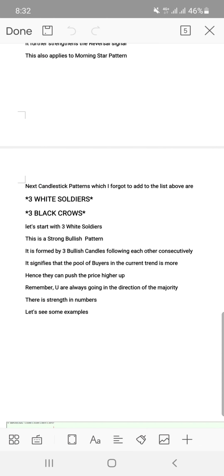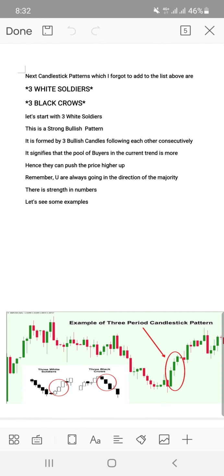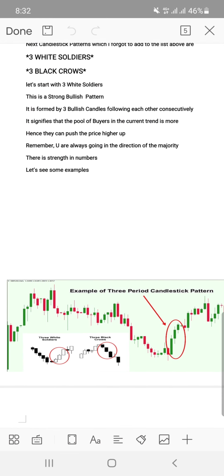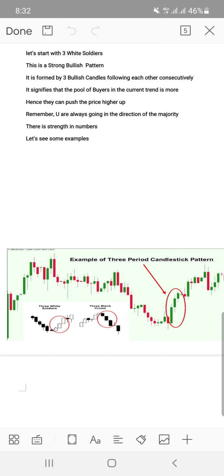The next candle pattern we're going to be considering is three white crows, three white soldiers, and three black soldiers, or three white crows and three black crows. They're practically the same thing. So now let's get straight to the structure, or how it is.